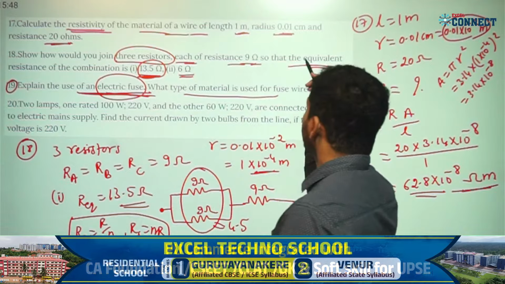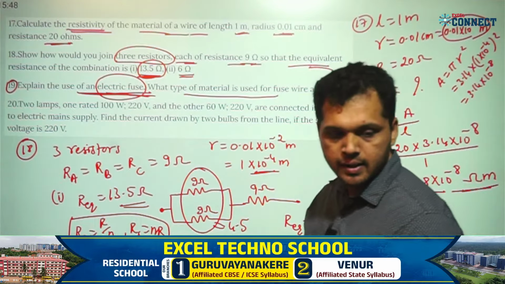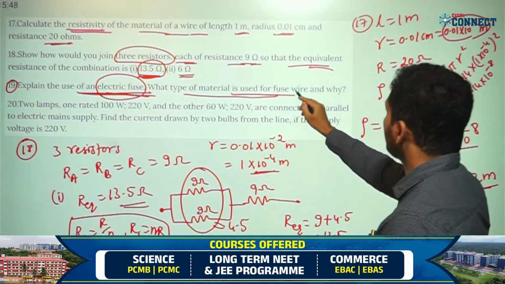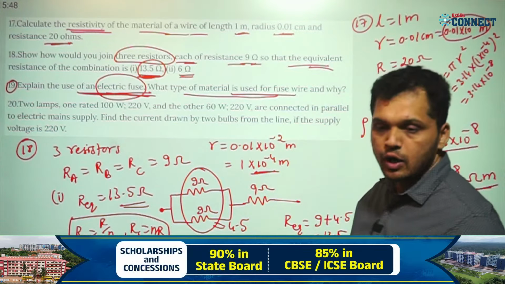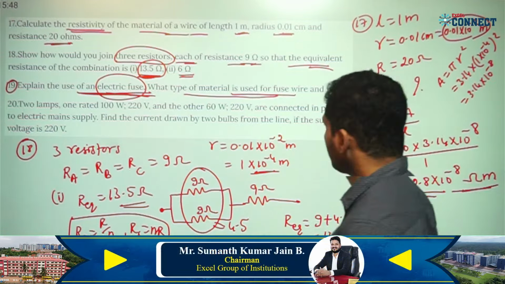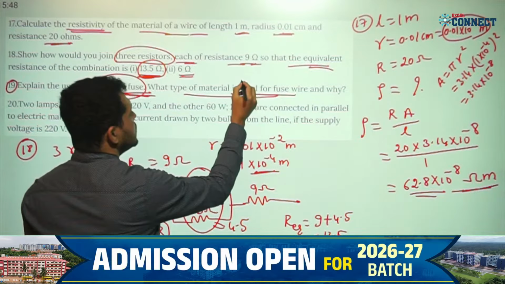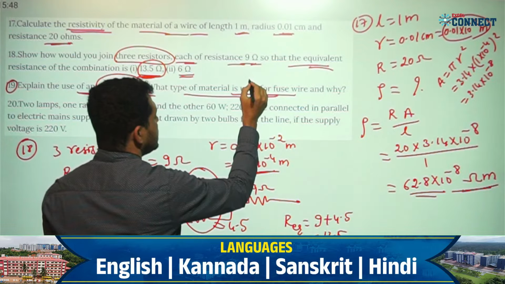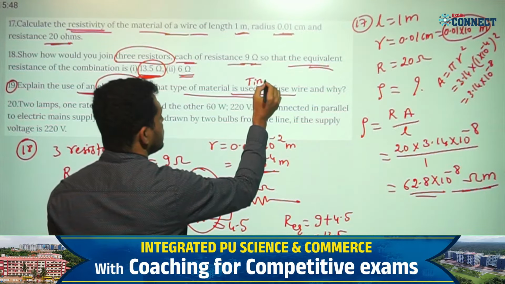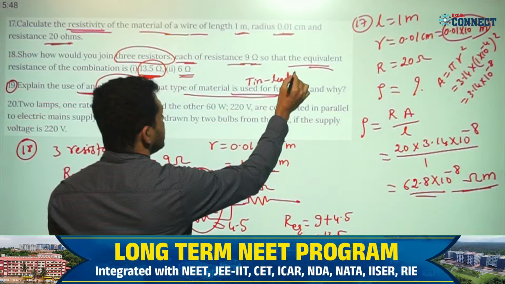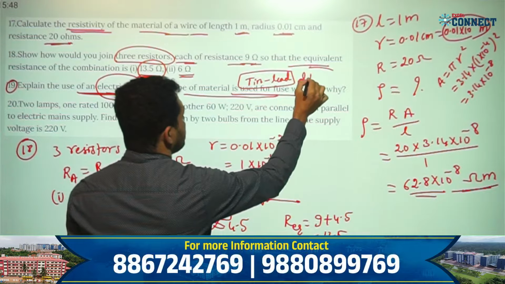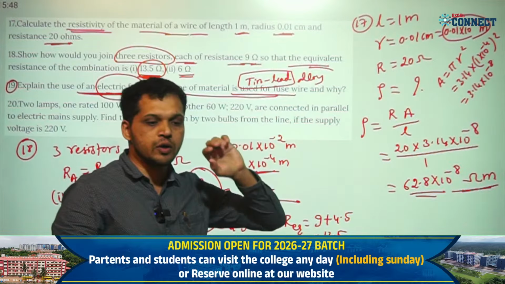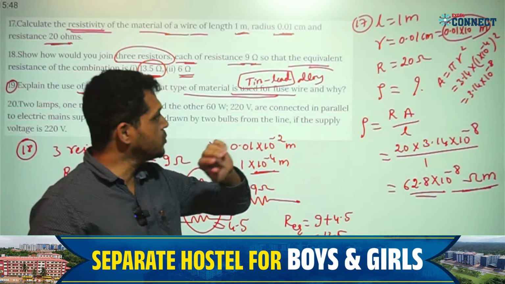What type of material is used for a fuse wire, and why? That is the question. Usually alloys are used, correct? Usually a combination of tin and lead, a tin and lead alloy. Most commonly a tin and lead alloy is used. That is the most common material used.